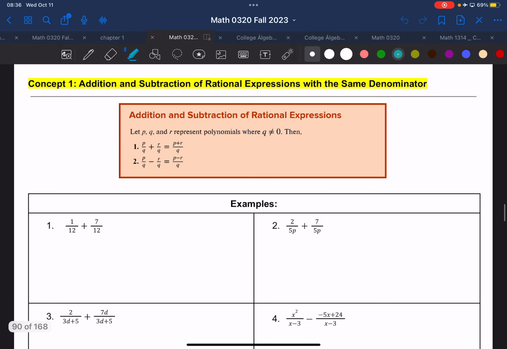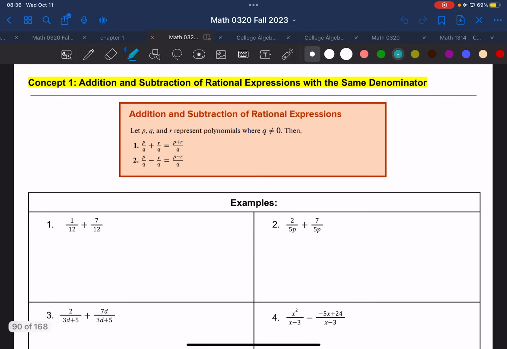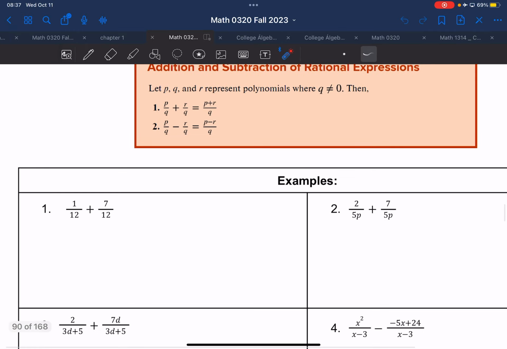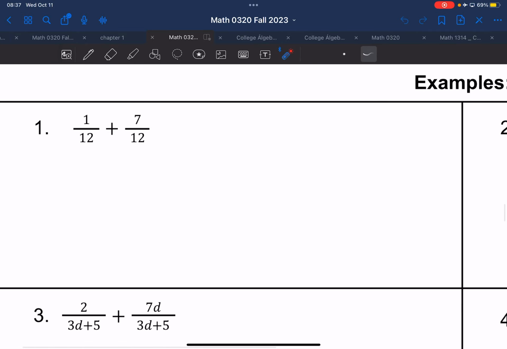So for the first topic, we have adding and subtracting rational expressions with the same denominator. If we have the same denominator, then we just add or subtract the numerators, exactly like fractions. So here we have the same denominator of q. In the first example, we're adding the numerators together, and in the second example, we're subtracting the numerators. Okay, so exactly like fractions. And we're going to see that here because we're going to start off by using just fractions in our example.